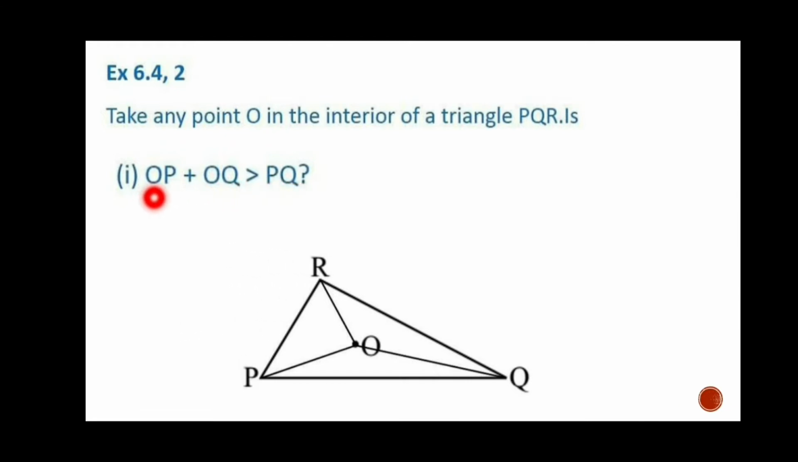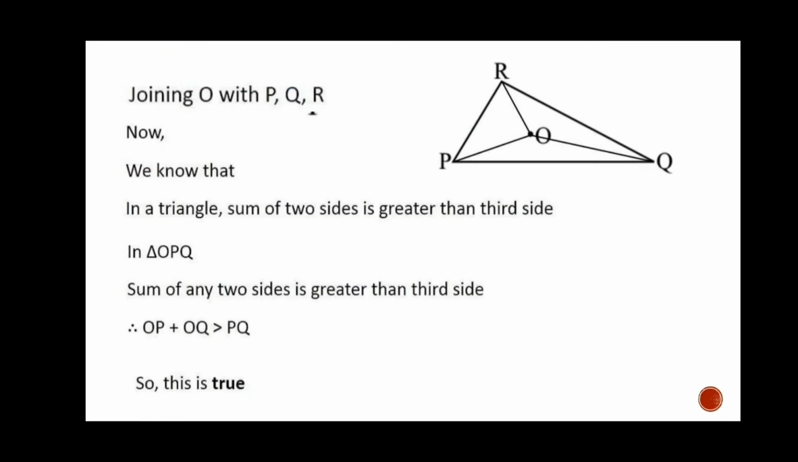Now you can see OP, we need OP when we join O with P. So here I have put the picture in which the vertices are already joined with O. So let's see how we are going to prove. Joining O with P, Q, R, now O is joined with P, R and Q. Now we know that the sum of two sides is greater than the third side.